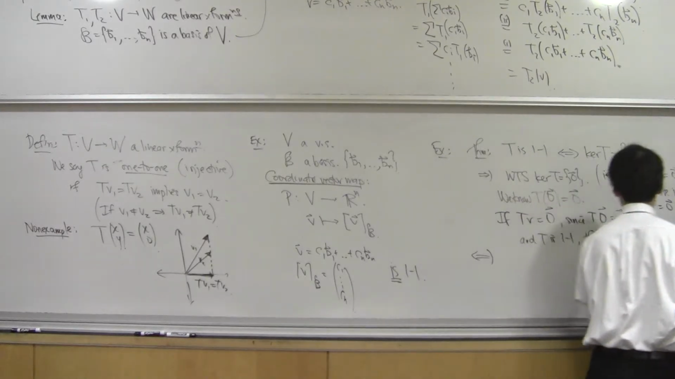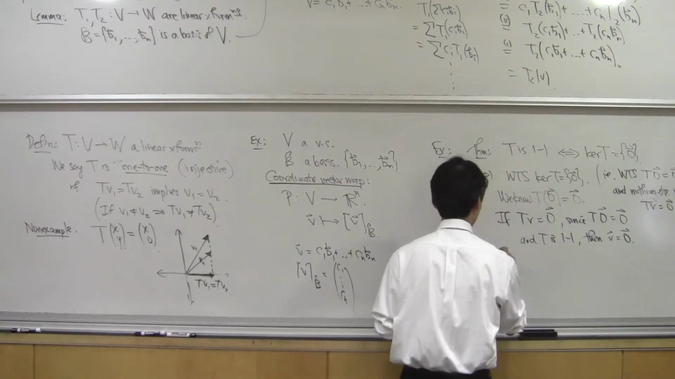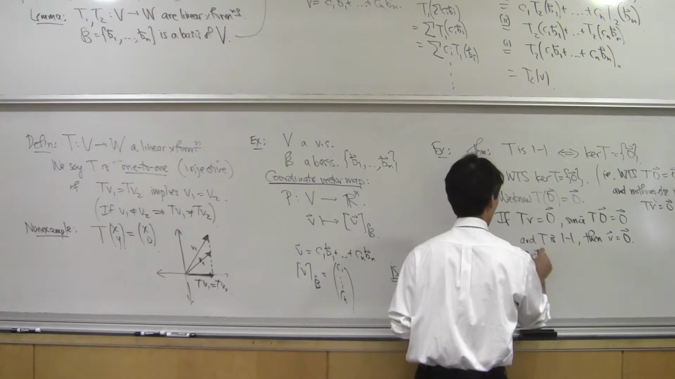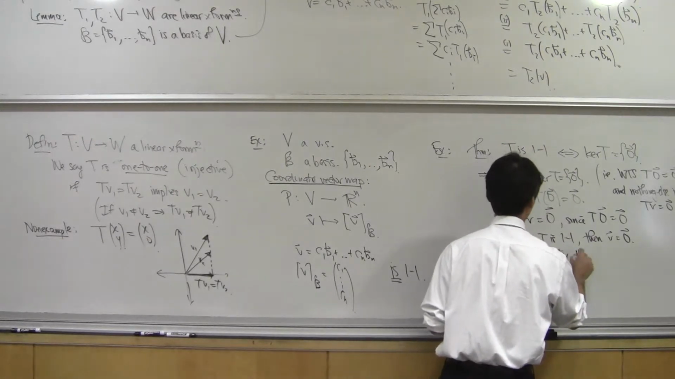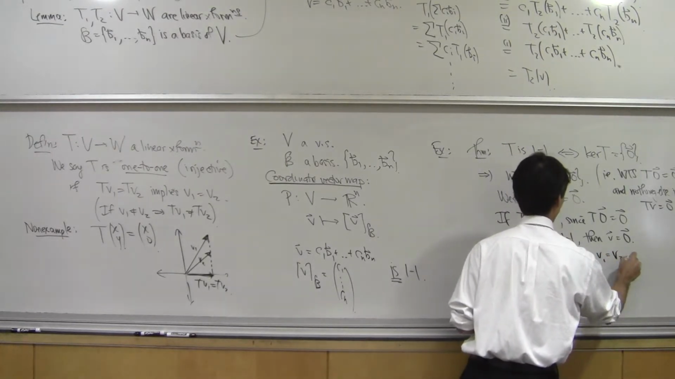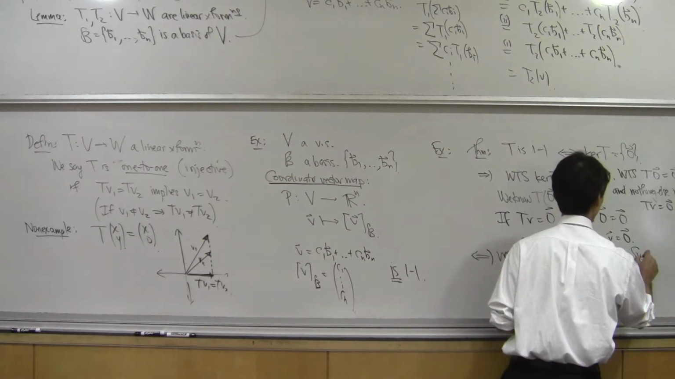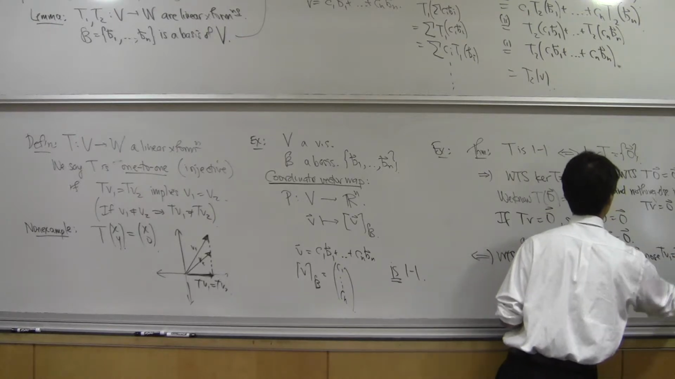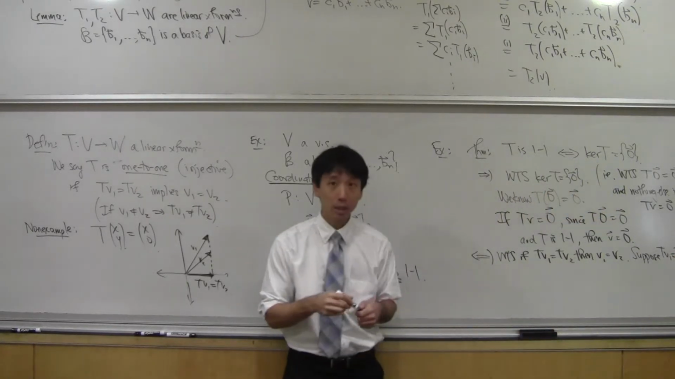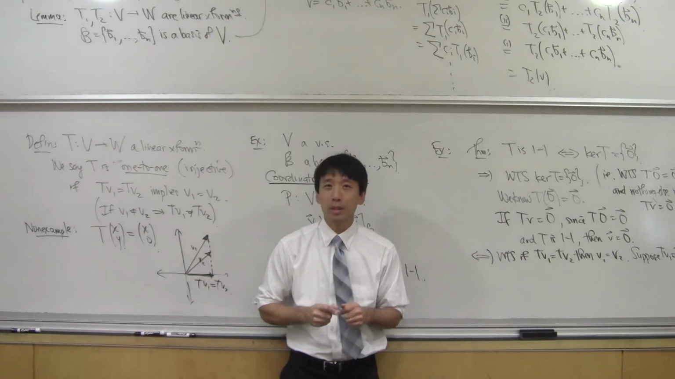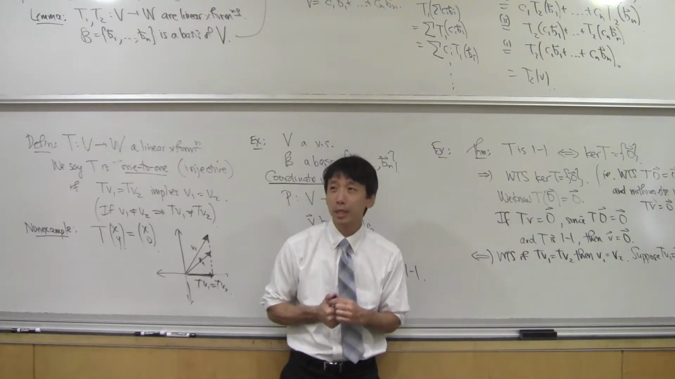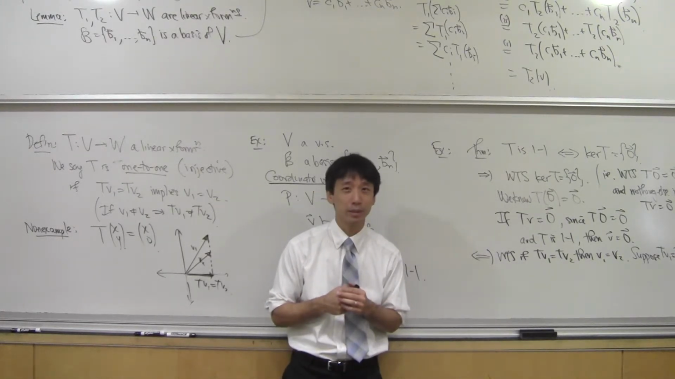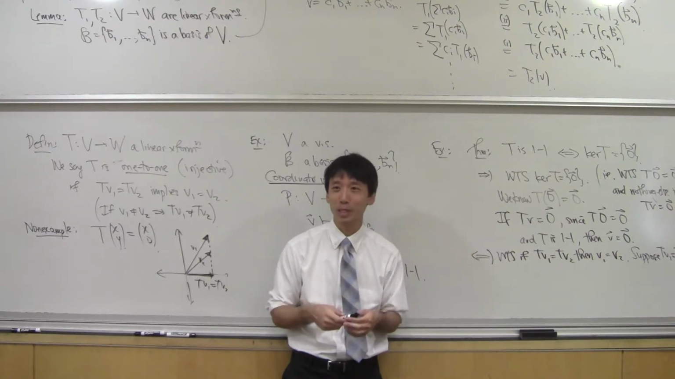Let me just write that out. We want to show that if T of v1 equals T of v2, then v1 must be equal to v2. So suppose T of v1 equals T of v2. Anybody have an idea? If not, I'll ask leading questions.